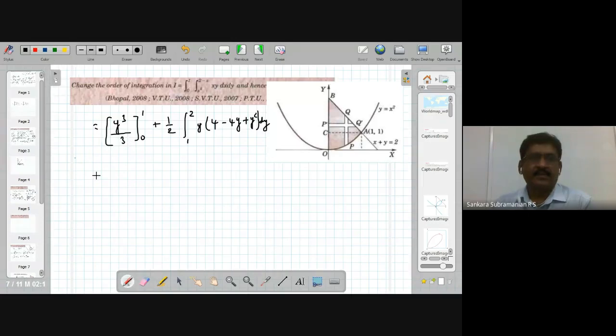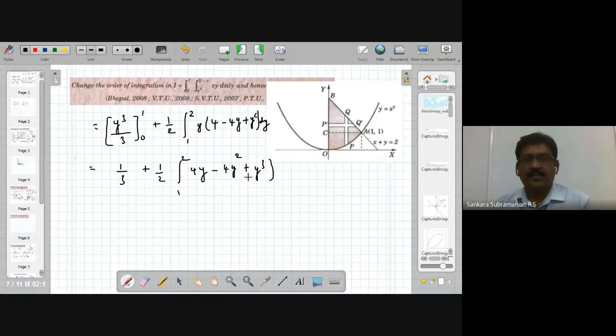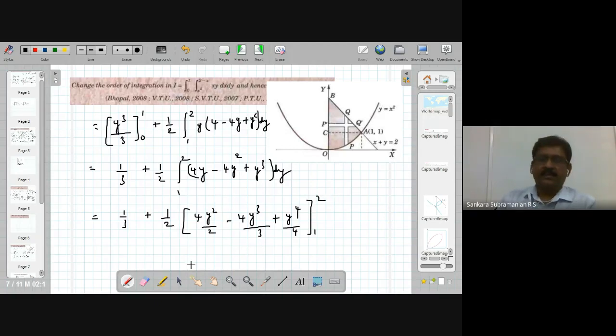And we go for evaluation. This is 1 by 3 plus 1 by 2 integral y from 1 to 2, 4y minus 4y square plus y cube into dy. Or I can write this as 1 by 3 plus 1 by 2, this is 2y square, y square by 2 minus 4 y cube by 3 plus y to the power 4 by 4, upper limit, lower limit, right?